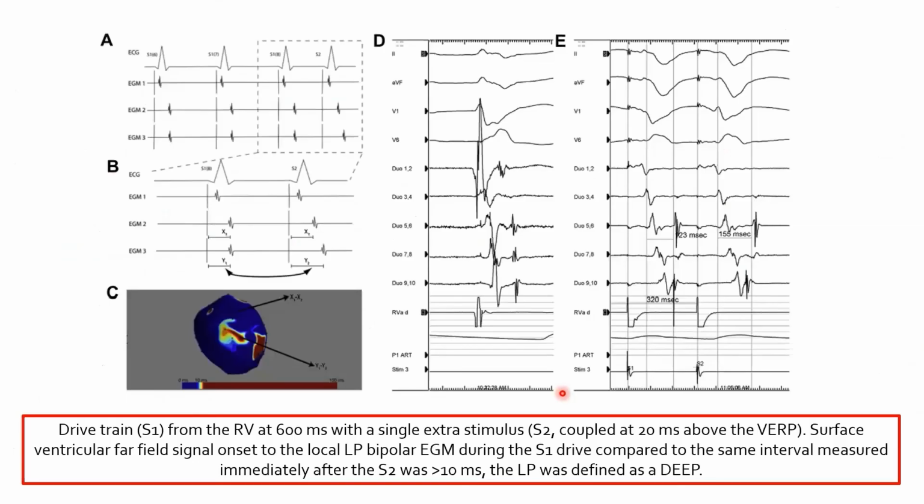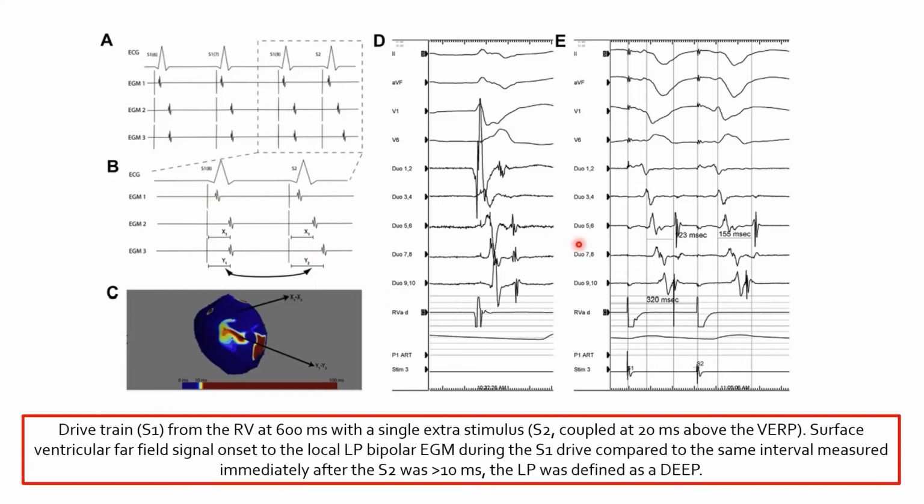If we look at how the decrementing mapping was performed, you can see here there is a drivetrain with an S2 at the end. And you can see that these late potentials in EGM1 and EGM2 do not decrement, whereas the EGM3 decrements. And it's this difference in Y1 minus Y2 which is what we want to see on our maps. But unfortunately, there is no mapping system that can automatically differentiate between this difference in duration of the EGMs from an S1 and an S2 map.